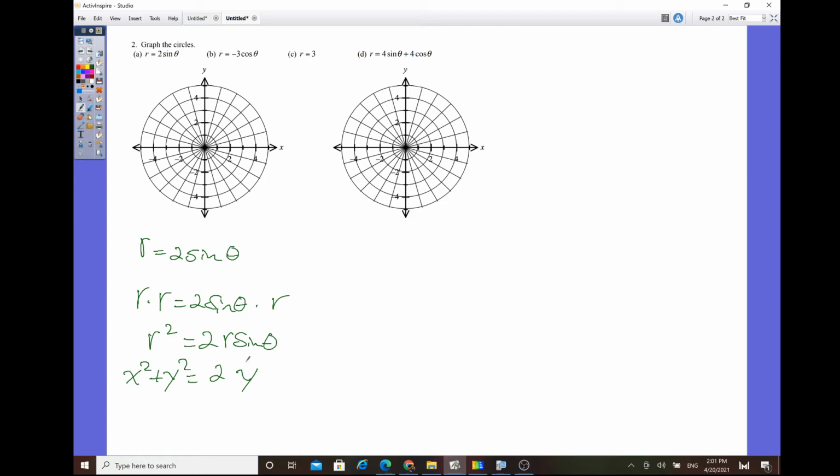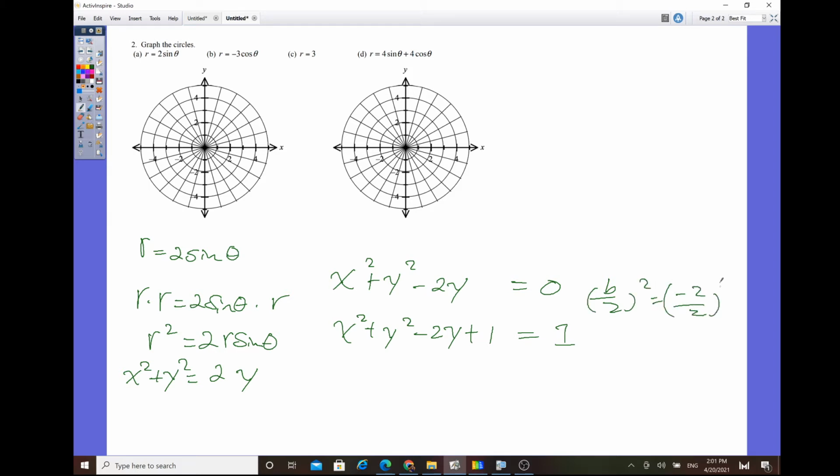From here, we want to convert it back to the equation of a circle. Bring everything together to one side: x squared plus y squared minus 2y, and the right-hand side is 0. Now we want to complete the square. For y squared minus 2y plus 1, add 1 on both sides. Again, b over 2 quantity squared, so negative 2 over 2 quantity squared. Then x squared, just leave it by itself. The y group is a perfect square, y minus 1 quantity squared, which equals 1. So this is the equation of a circle.